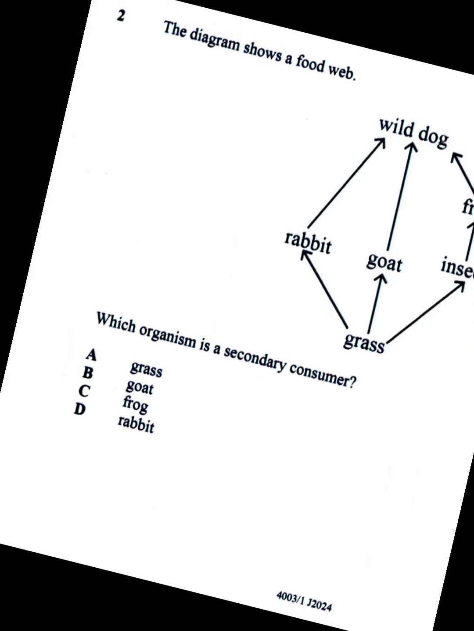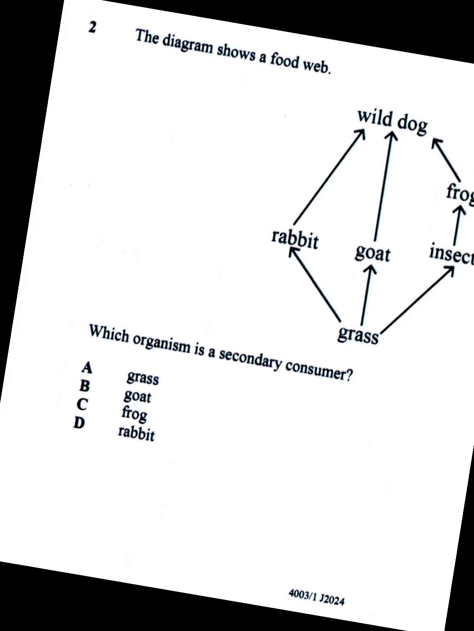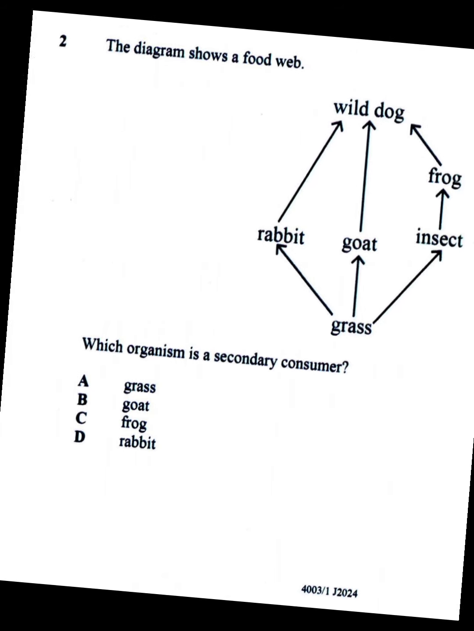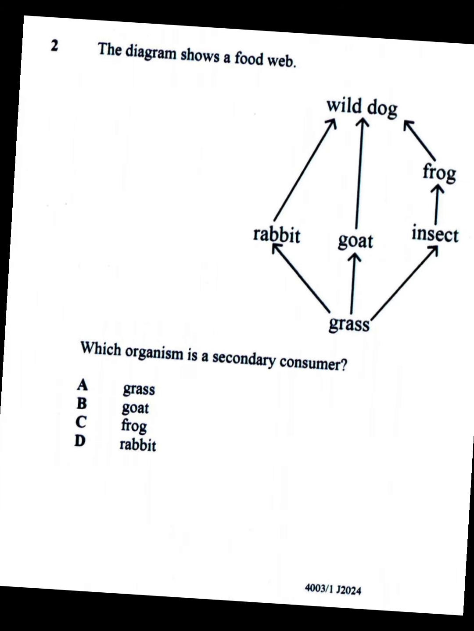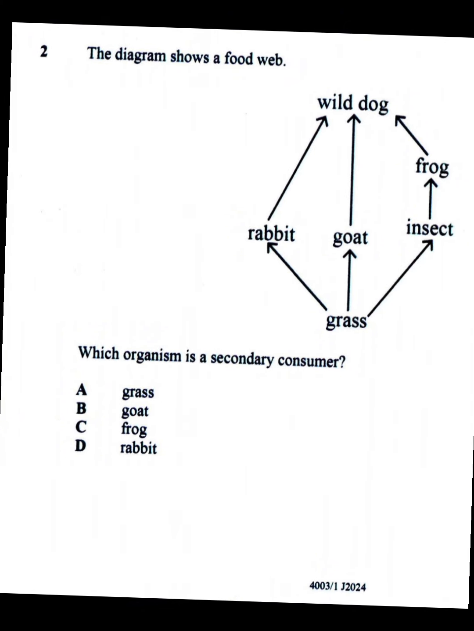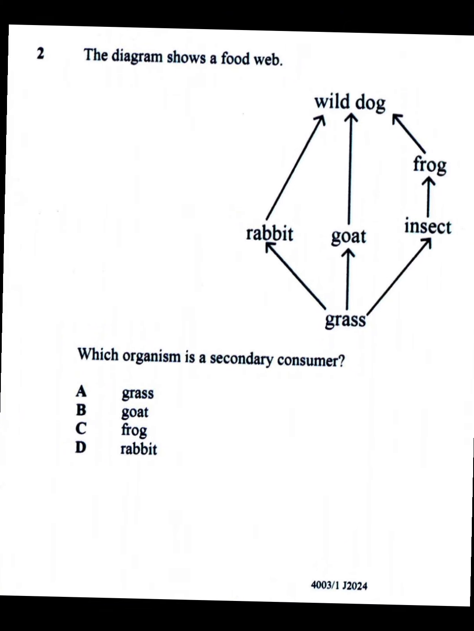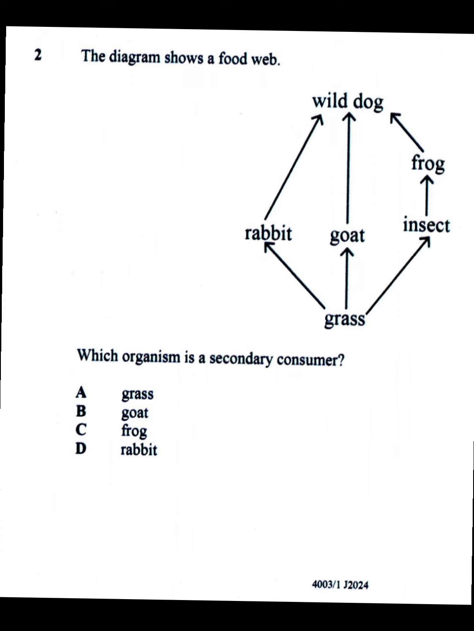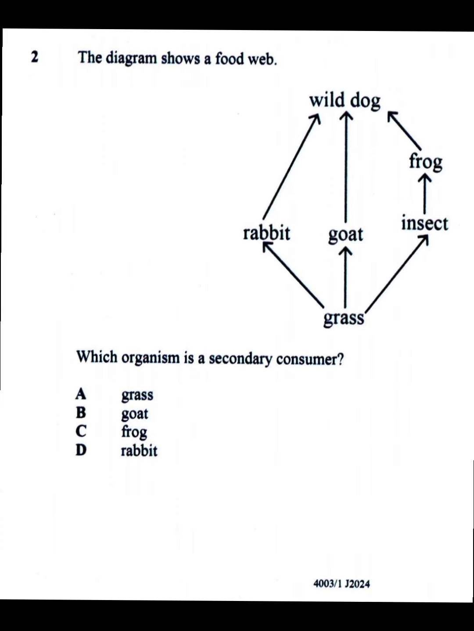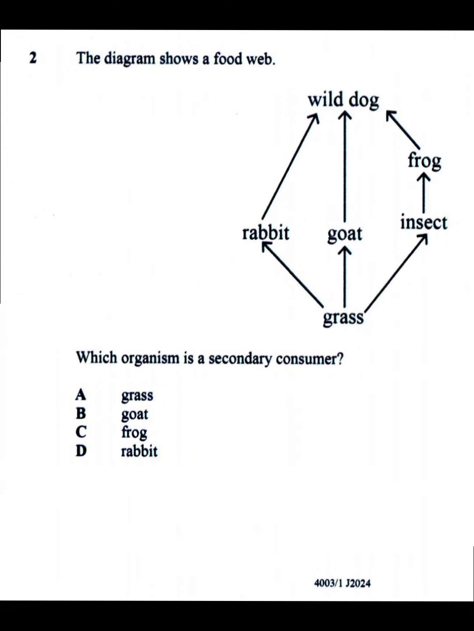So first, let us label. Grass is known as producer. So it means that A is disqualified. We are going to cancel it out. And then rabbit, goat, and insects are primary consumers. It means that B and D are disqualified. So the correct answer is going to be C, which is the frog. This is a strategy that you need to apply when answering multiple choice questions, right?